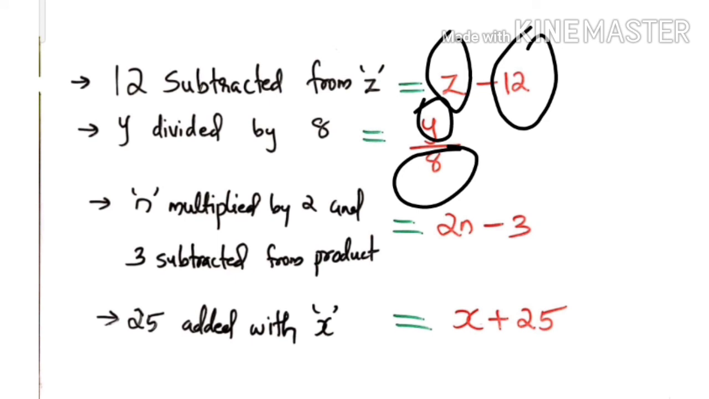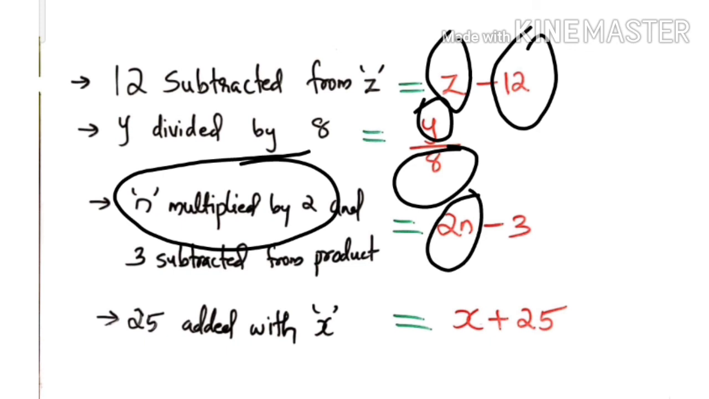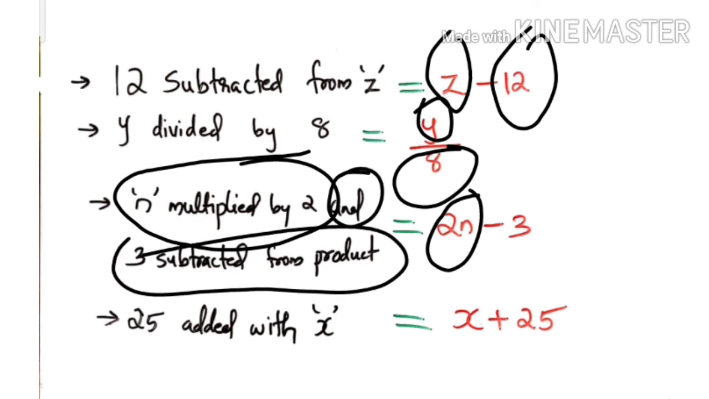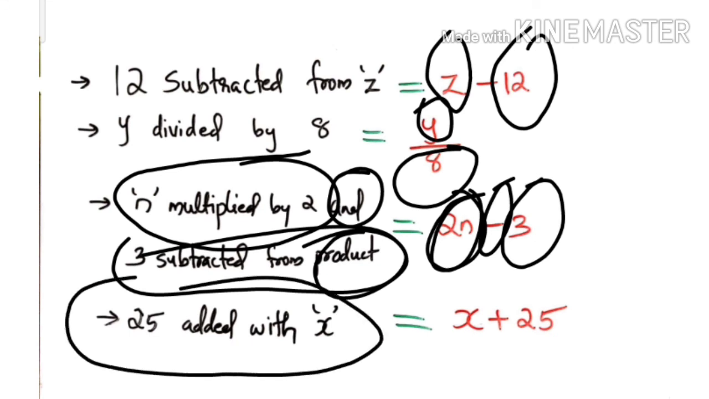In the third question, n is multiplied by 2. So write 2n. 2n means n is multiplied by 2 and 3 is subtracted from the product. Here 3 is subtracted from this 2n. 2n means the product. This is the final question for you. 25 added with x. Here 25 is added with the variable x.